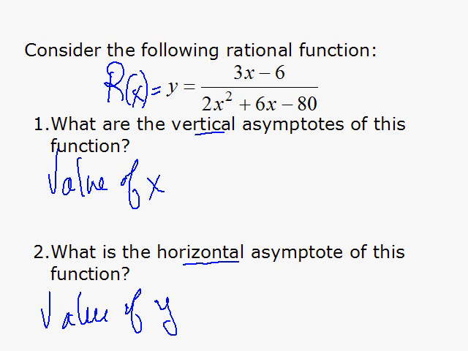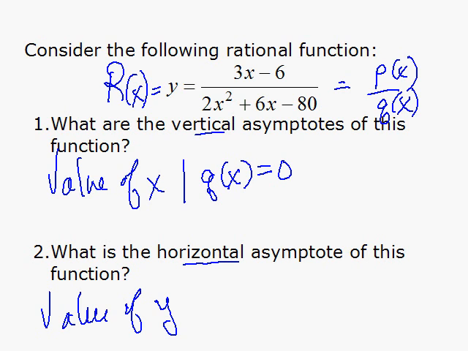Okay. The vertical asymptote is the value of x such that the denominator, this is really p of x, some polynomial over another polynomial, such that the denominator q of x is equal to 0. So you have to find the value or values of x for which that's true. So what do we have for q of x? It's 2x squared plus 6x minus 80 equals 0. How do you solve something like that? It's quadratic. You have three ways: complete the square, factor it, or use a quadratic formula.